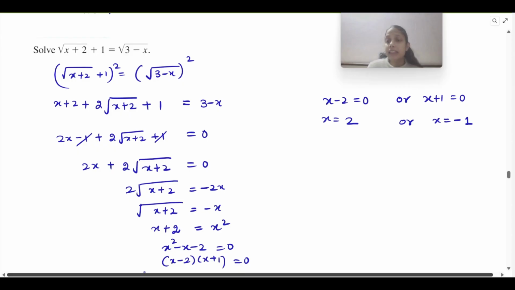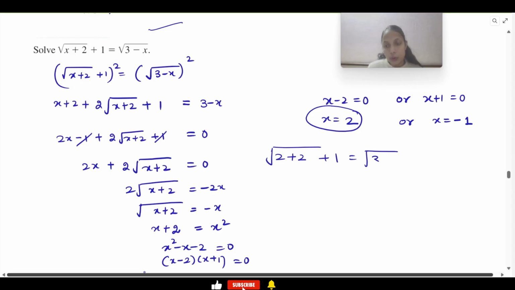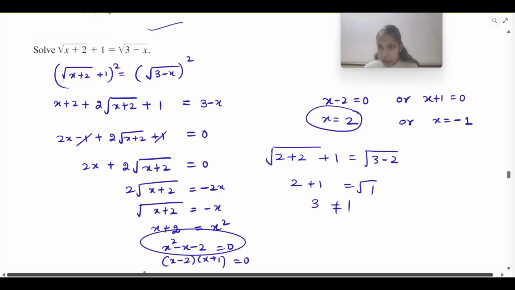In this case, there may be some extraneous solution. So try to substitute this in the original equation given. I am substituting 2. 2 plus 2 plus 1 equals 3 minus 2, square root of 4 is 2, plus 1, square root of 1. Left side is 3, right side is 1. So x equals 2 is the solution of this quadratic equation, but x equals 2 is not the solution of this radical equation.